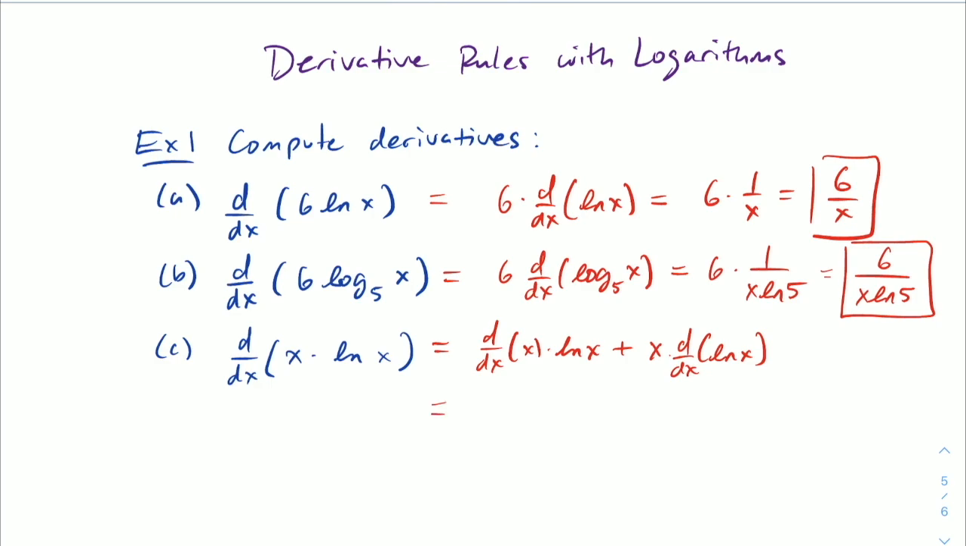So the derivative of x is 1, and the derivative of natural log of x is 1 over x. So we'll get the natural log of x plus x times 1 over x, which is 1. Which simplifies to natural log of x plus 1.